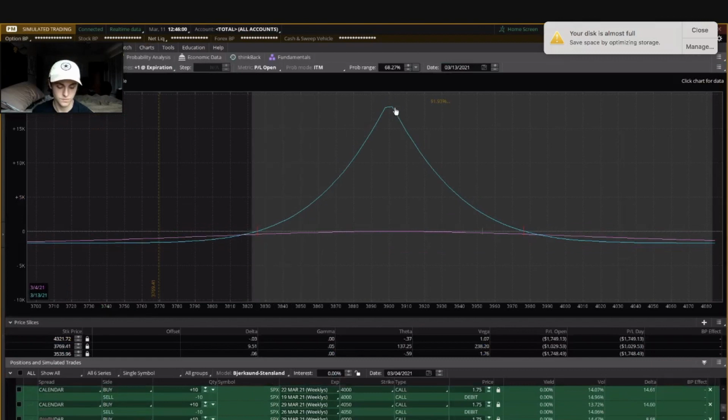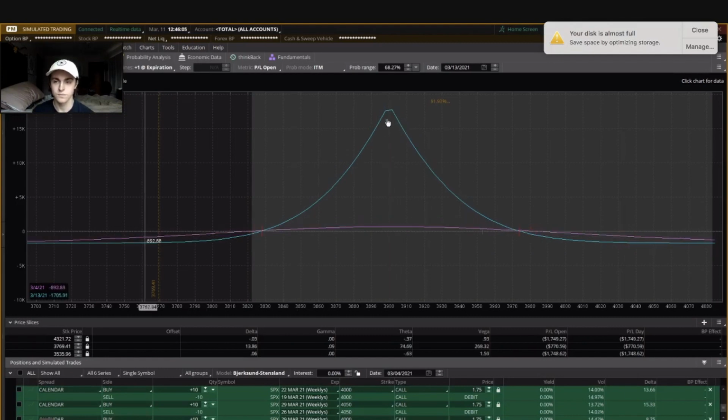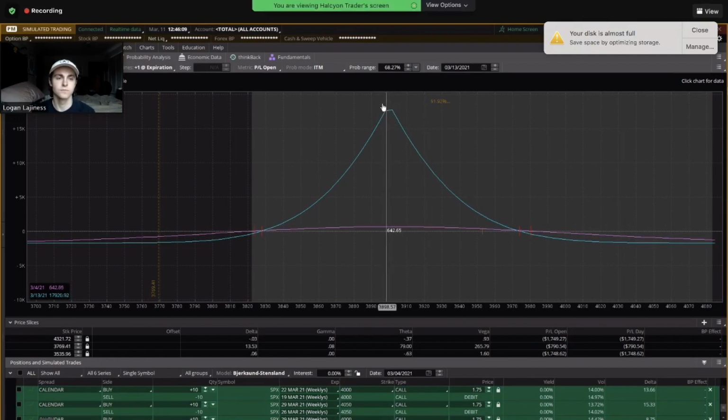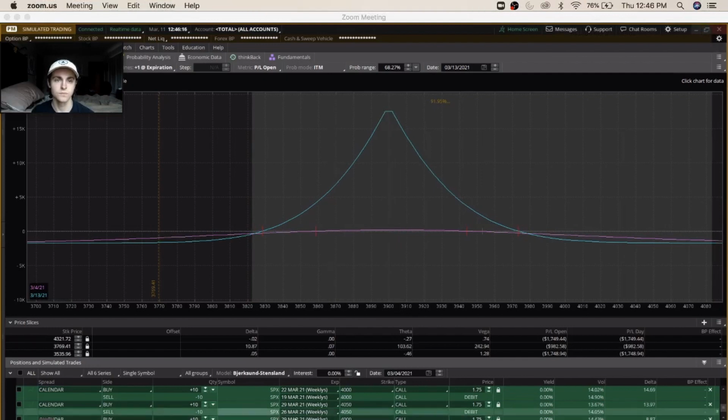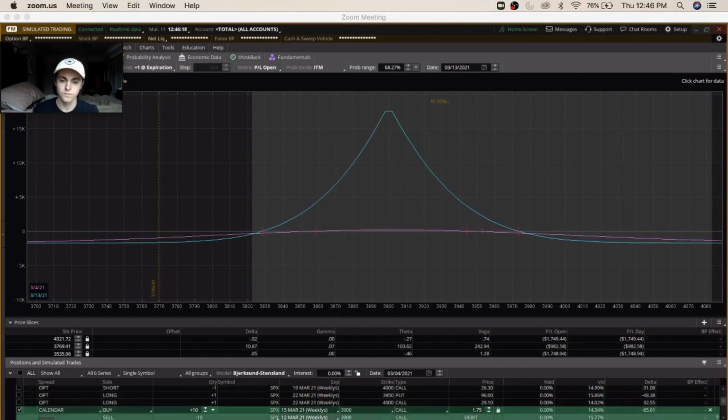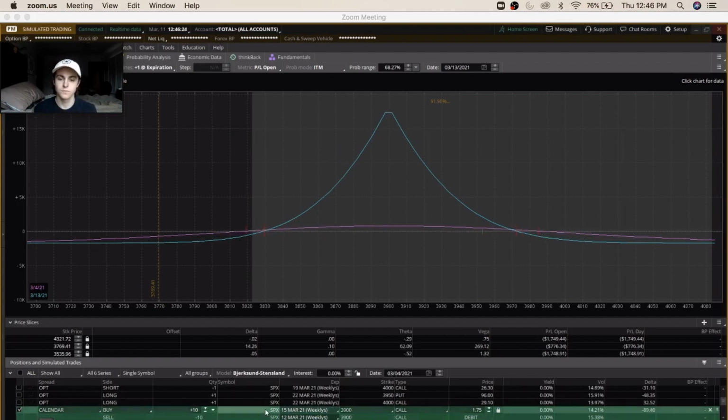So I put on a 3,900 calendar, which really just means that I'm buying a long 3,900 at an expiration that's a little bit further out, and then I'm selling a 3,900 that's an expiration a little bit sooner. In this case, it was March 12th that we sold, and March 15th that was the long. Now, why did we do that? It's simple. What I'm trying to do here is offset that theta effect, right?